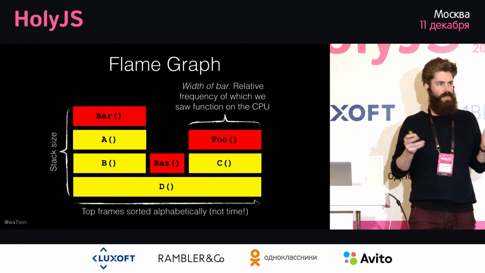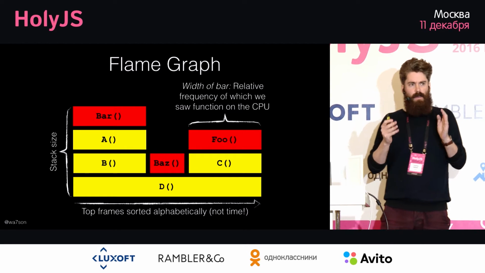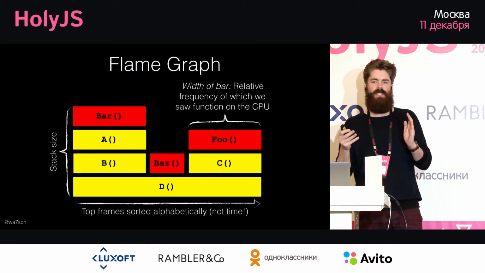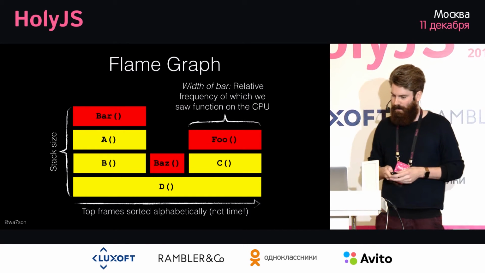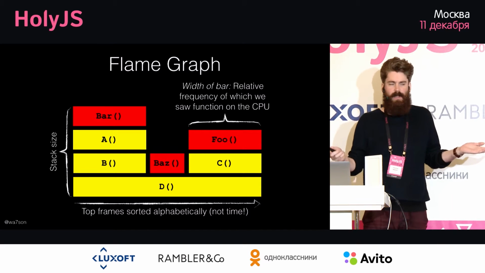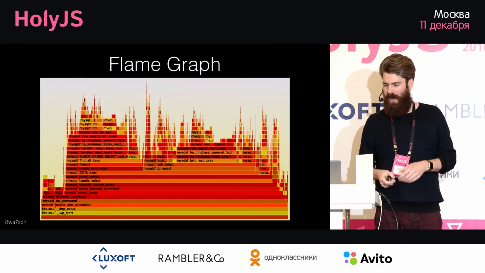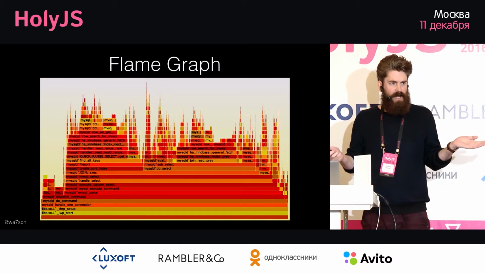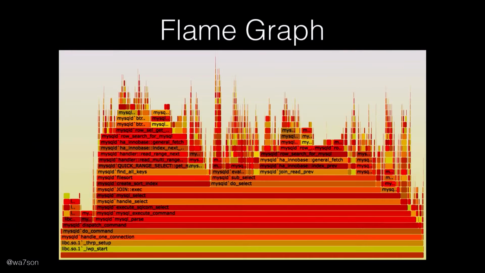And then the width of each flame is how frequently our sampler found this function on the CPU. And that's all there is to it. And now you know how to read flame graphs. But how are we generating them? How are we sampling? How are we getting the data to generate these flame graphs?